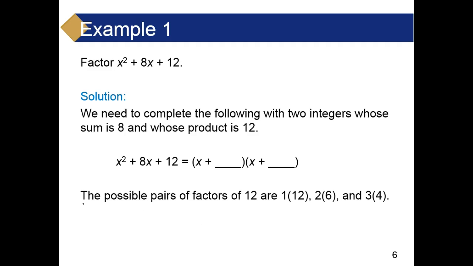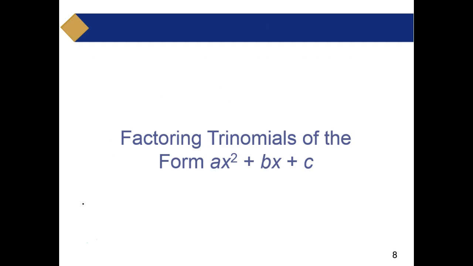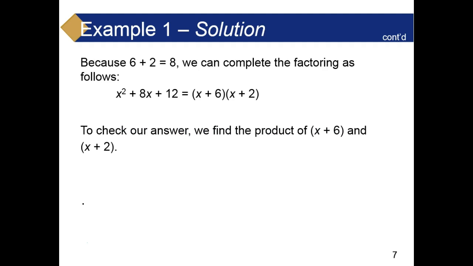They write them all out. If you need to, do it. Don't knock it, and you look for the ones that work. Later, we will be writing them all out when you get to more difficult problems. Because 6 and 2 is 8, and 6 times 2 is 12. We then write this as x plus 6 times x plus 2, and sure enough, you check, FOIL it, it works. They skipped number 2, so let's go back and do number 2.